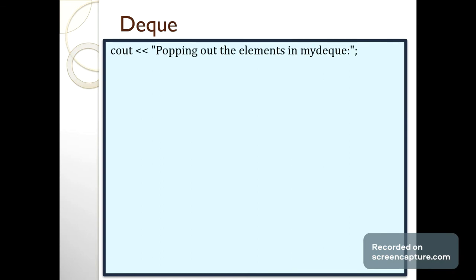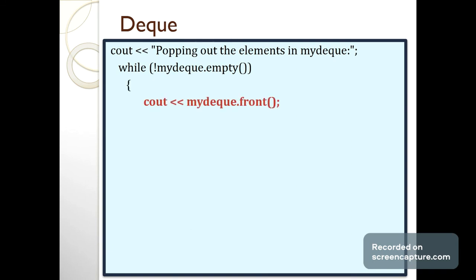Now after that I'm popping out the elements in my deque. Till my deque becomes empty, I'm popping the elements from the front, using the function pop_front. So 100 will be removed, then 200 and then 300. Remember that we could not use pop_front in vector, because vector allows deletion of elements only from the back. We had used pop_back. So this is the difference between vector and deque.